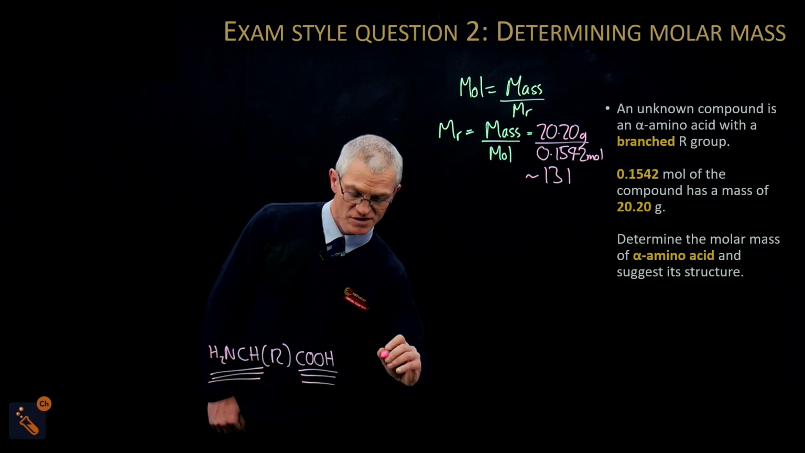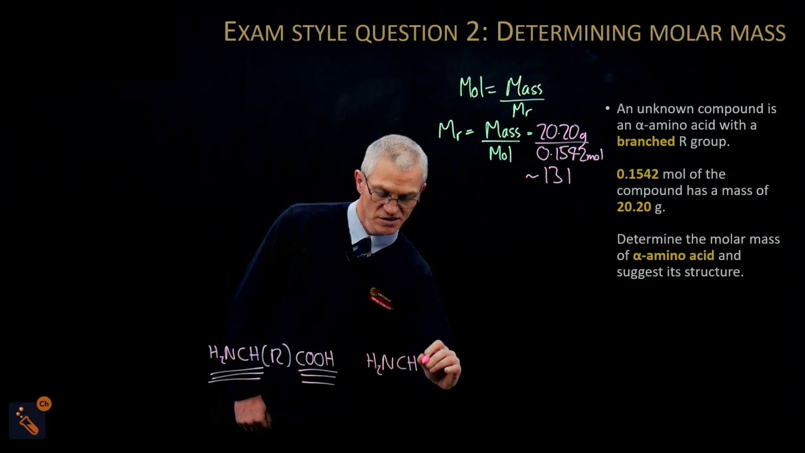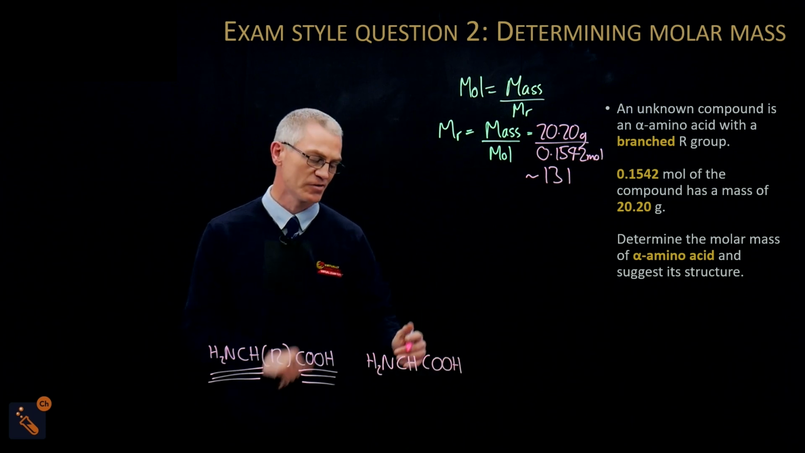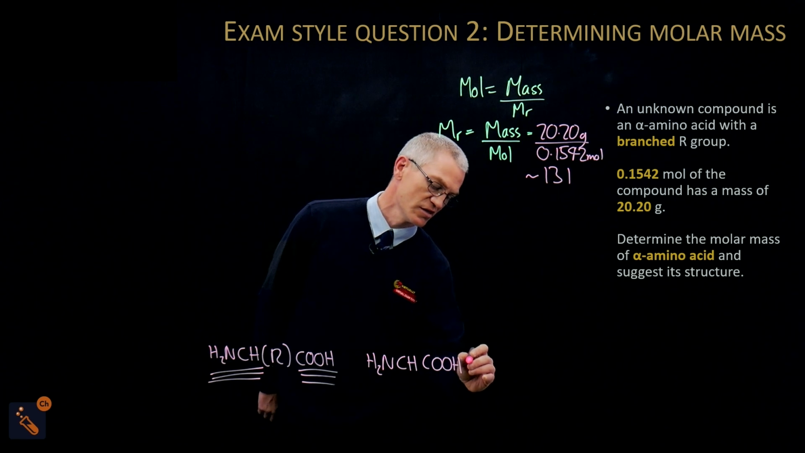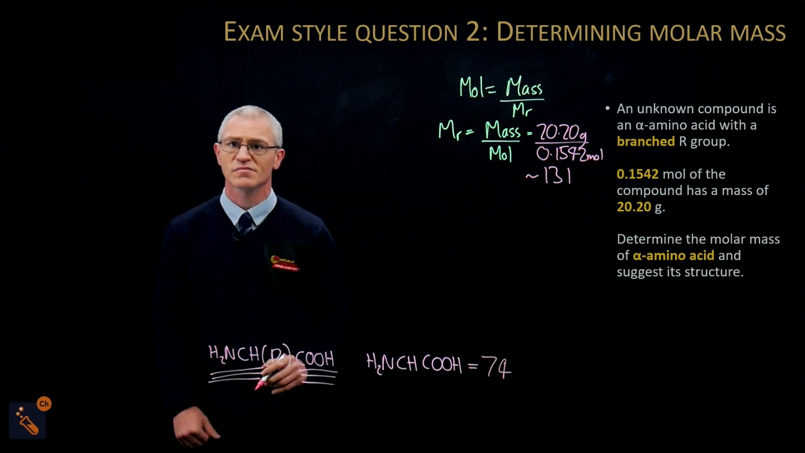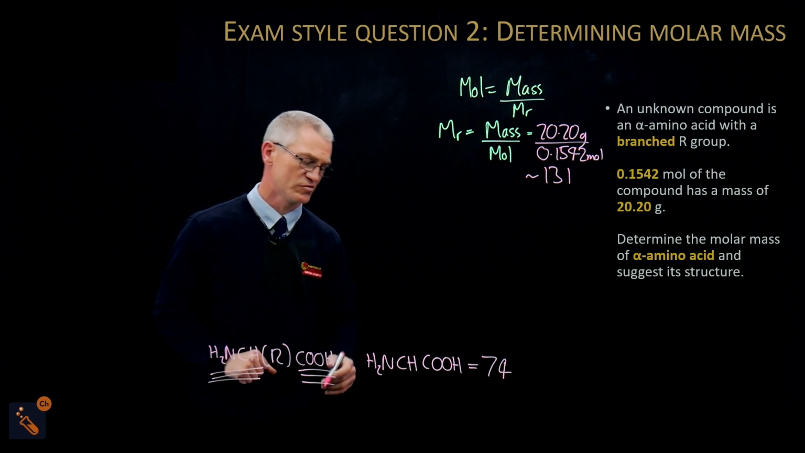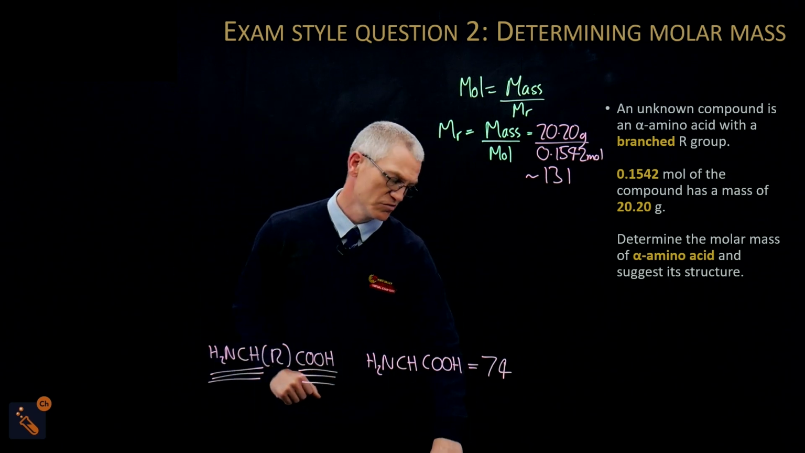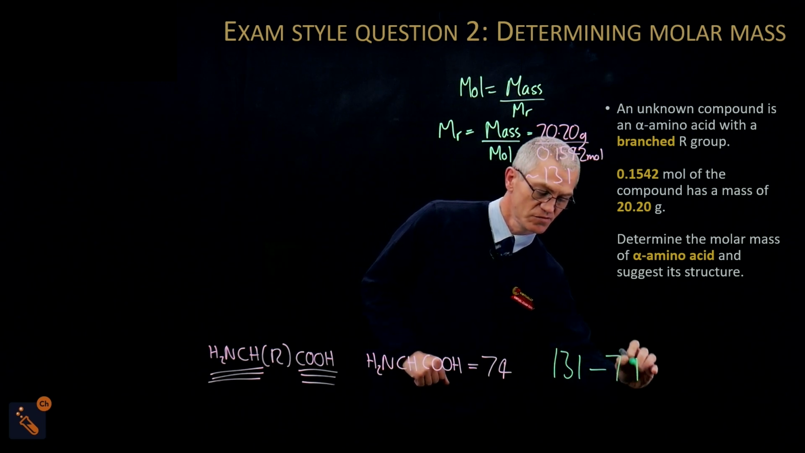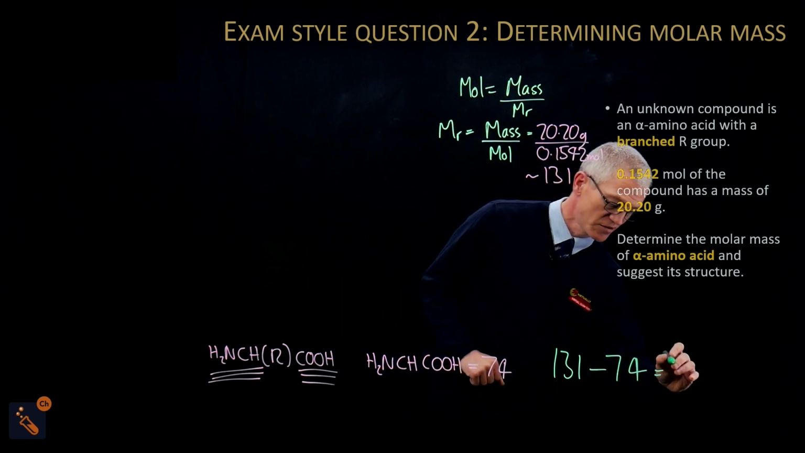So that means NH2, CH, COOH. If you put it into a calculator, which hopefully you are doing now, remember you can pause this, it is going to be equal to 74. We know the total is 131, so we can do the calculation, 131 minus 74, and when you subtract that 74 you're going to get 57.